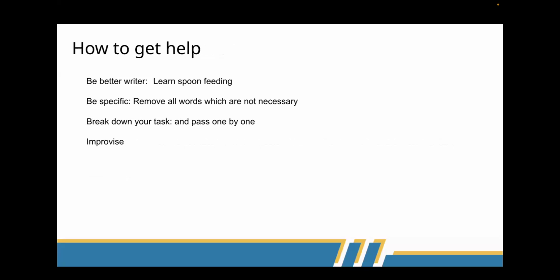Be a better writer, do a lot of spoon feeding to these models, and remove all words which are not specific. Instead of saying please do this for me or can you do this for me, directly say do this, that's it. Be as specific as possible. Break down the task if it is not able to understand, pass it one by one, and then iterate on top of it.